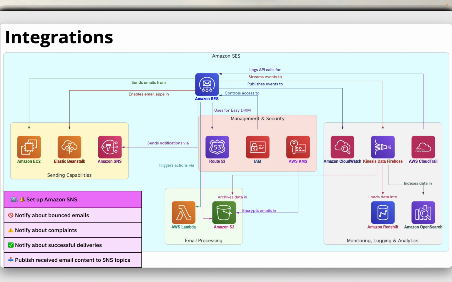You can set up Amazon Simple Notification Service, SNS, to notify you of your emails that bounced, produced a complaint, or were successfully delivered to the recipient's mail server. When you use Amazon SES to receive emails, your email content can be published to Amazon SNS topics.